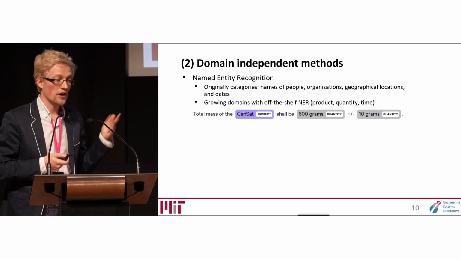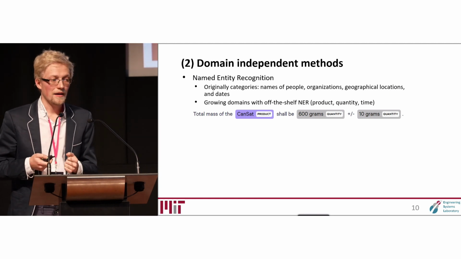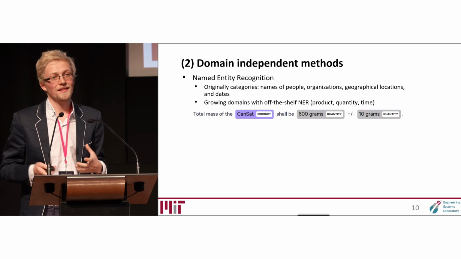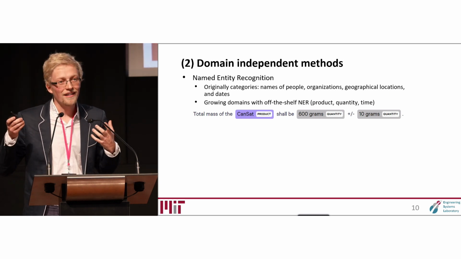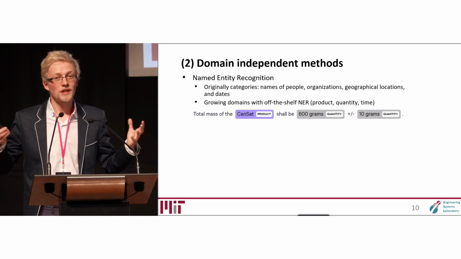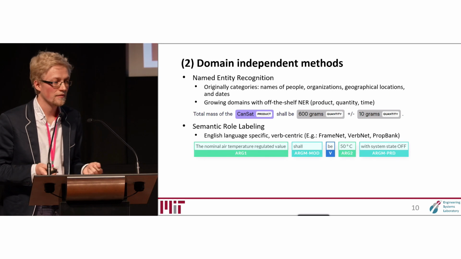Now, there is a growing set of more specific domains and higher level granularity models that have been trained. So, for example, product quantity, and here you can see a labeled example. But these are, again, things that you get off the shelf, and they label things based on training data that is most likely coming outside of your domain, outside of requirements engineering.